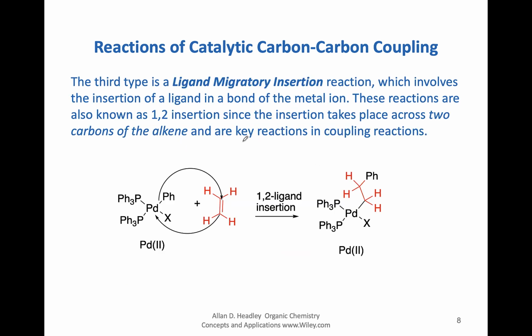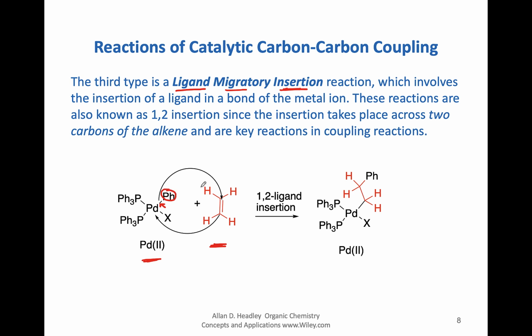A third type of reaction that's needed for the carbon-carbon coupling is called the ligand migratory insertion. As the name implies, it's going to be an insertion in a bond. So let's see what that looks like. Here's a classic example. Now we have palladium, which has been inserted into a bond because it's palladium 2+. And here we have an alkene, which I have in red. The bottom line is, after the reaction is done, this is inserted into this bond right here.